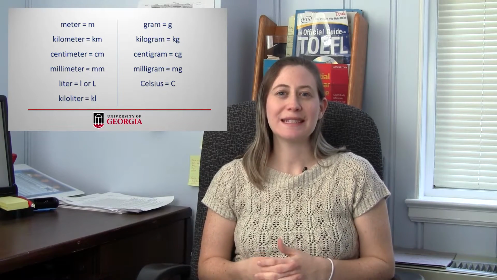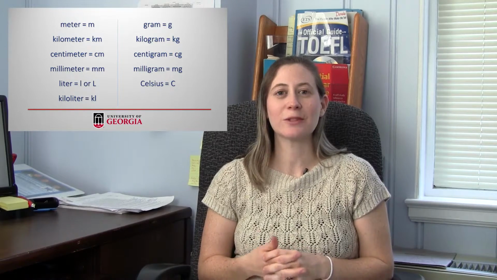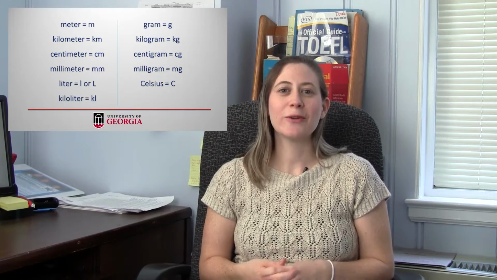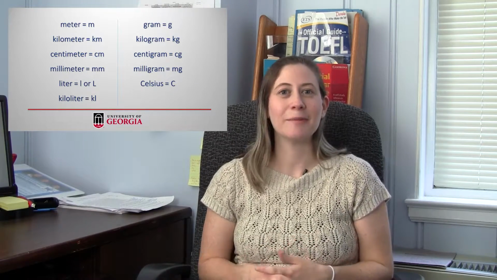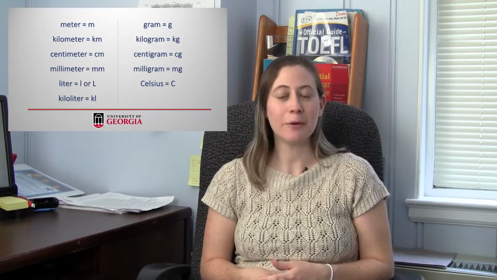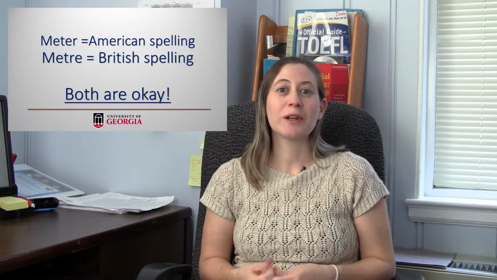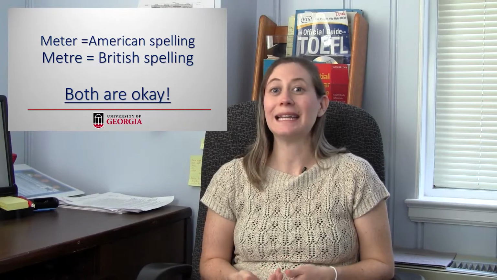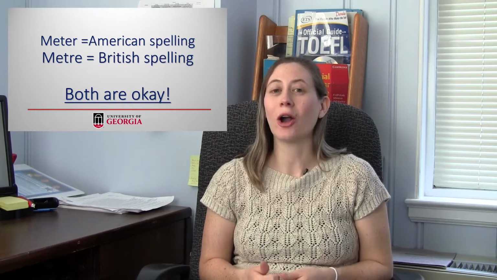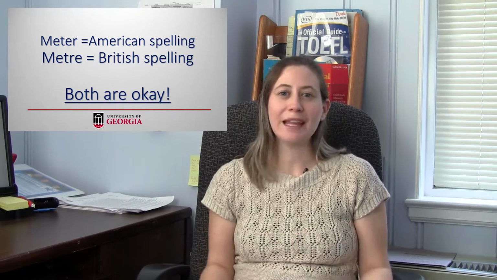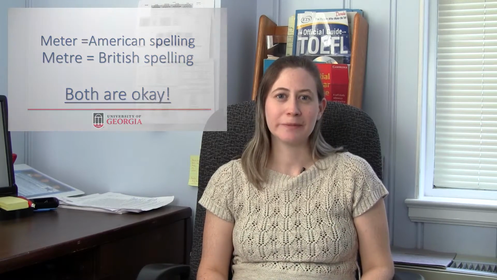On the screen, you can see some examples of how you would abbreviate or shorten measurements. So, for example, meter becomes m, kilometer becomes km, centimeter becomes cm, and so on. It's important to note here that even though the IELTS is a British test, both American and British spelling is accepted. So for the word meter, you could spell it M-E-T-E-R, like we do here in America, or you could spell it M-E-T-R-E, like they do in Britain. Either one is fine, and it's really just up to you.